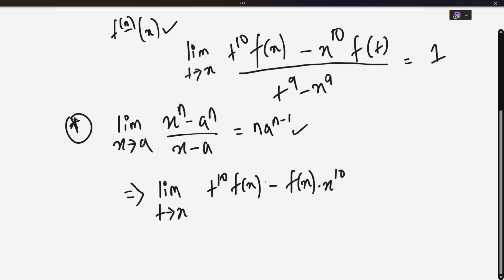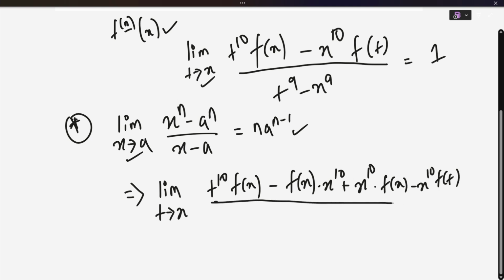So that when you factor out f of x, you basically get t to the power 10 minus x to the power 10, and that is something of the form x to the power n minus a to the power n, and the limit also supports it since it's t tends to x, as here it was x tends to a, right? But we cannot just introduce a term, we also need to add it back to make things equal, like this, and then just write down the rest of the expression, and we should get something like t to the power 9 minus x to the power 9, and this equals 1.